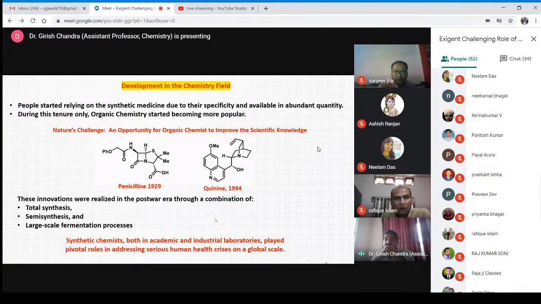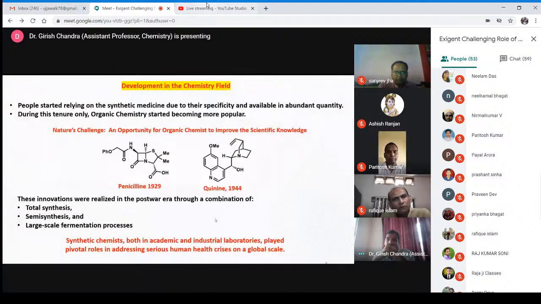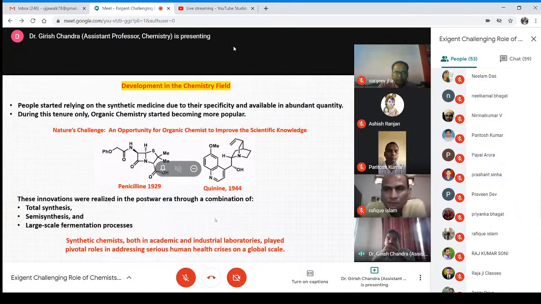Another good example is basically quinine. So these two drugs, although developed in 1930 to 1950, was considered one of the precious drugs in last century. You can just think that these two drugs basically saved thousands of people during World War II.